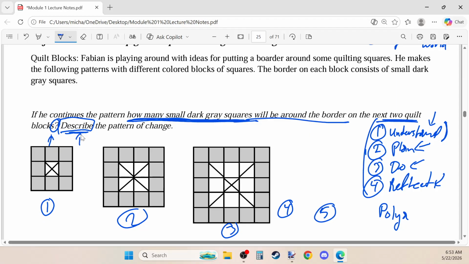And then it says, describe the pattern of change. So when we figure out the pattern, we can figure out the numbers for blocks 4 and 5. We also need to write out what that pattern is. Okay, so now we understand what we're trying to do. We have to figure out a number of squares for block 4, a number for block 5, and we have to figure out how to describe the pattern.